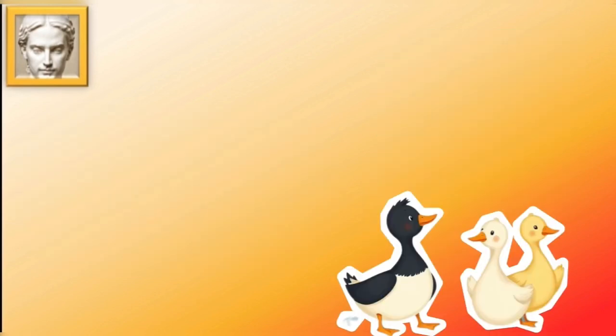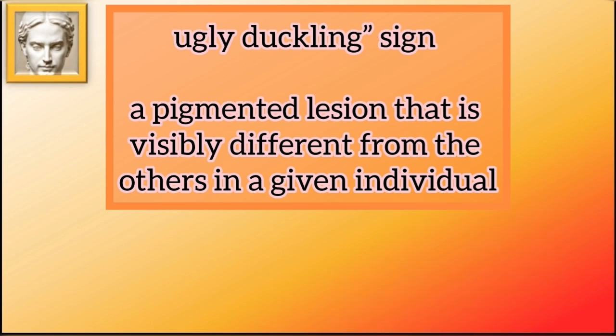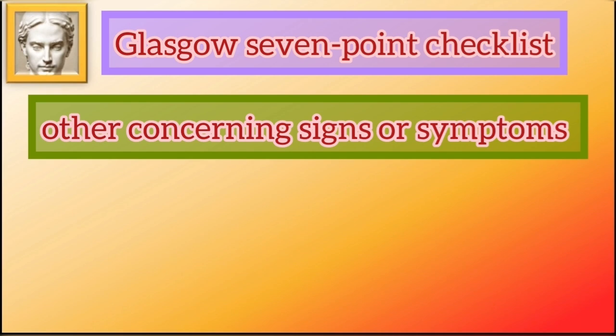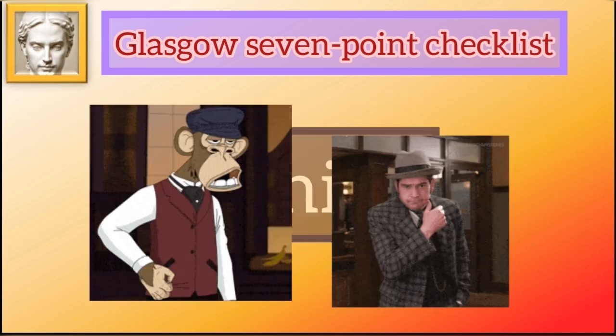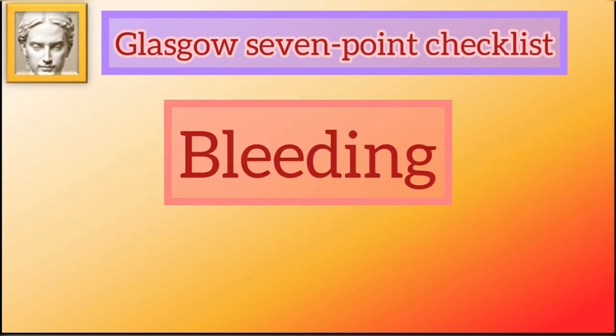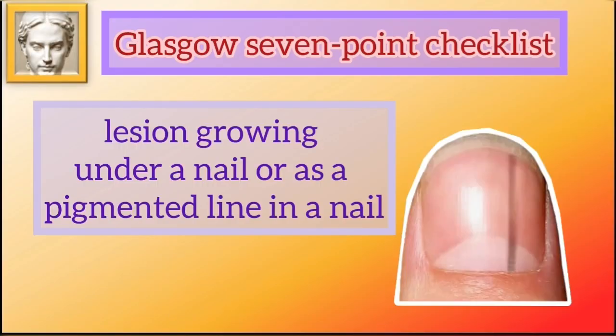To uncover suspicious lesions, there is another sign, the ugly duckling sign, a pigmented lesion that is visibly different from the others in a given individual. Another aid to diagnosis is the Glasgow 7-point checklist. Other concerning signs or symptoms: first, itching. Second, bleeding. And a lesion growing under a nail or as a pigmented line in a nail.